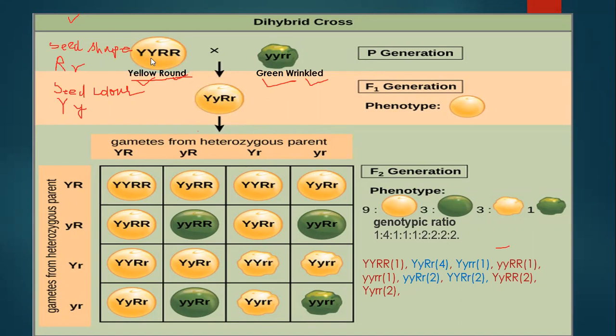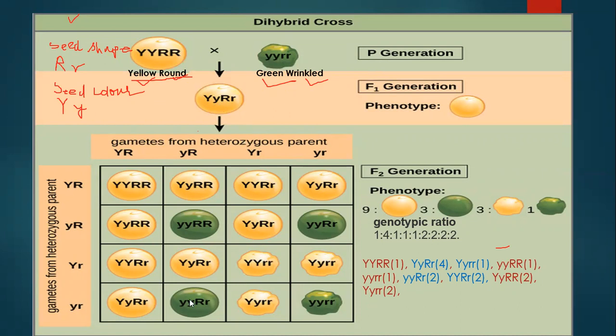As we saw in the monohybrid cross, for the first trait, capital Y and small y will be there in the F1 offspring. For the second trait also, capital R and small r will segregate according to the law of segregation during gamete formation. Capital R will join with a small r in the offspring, so for the second trait you have capital R and small r.